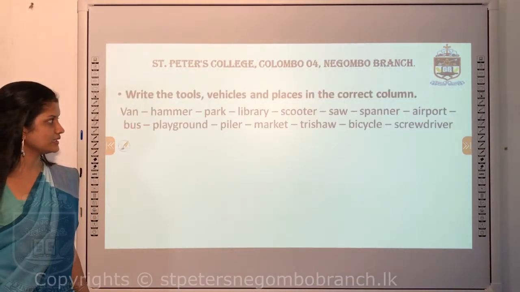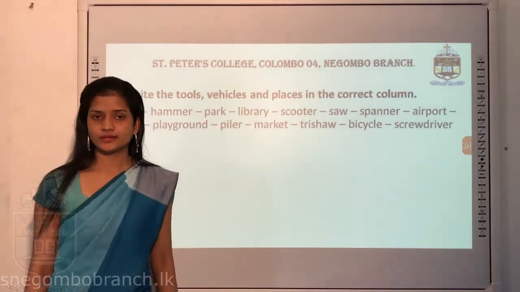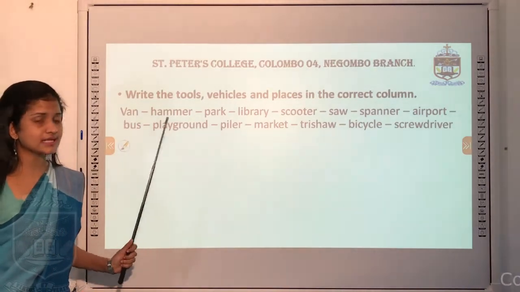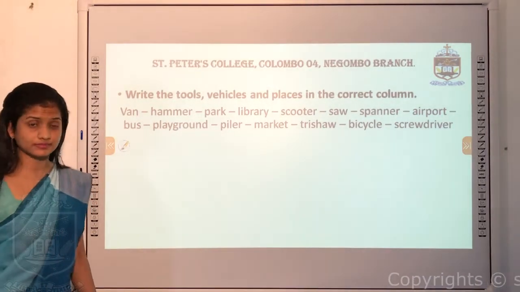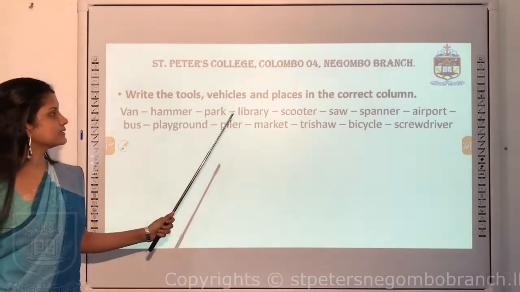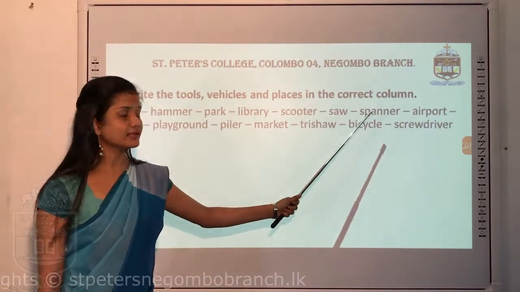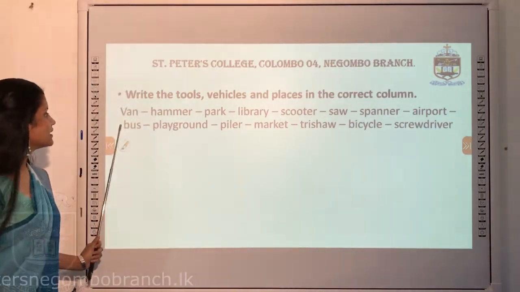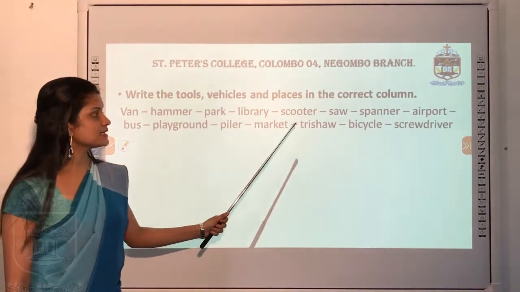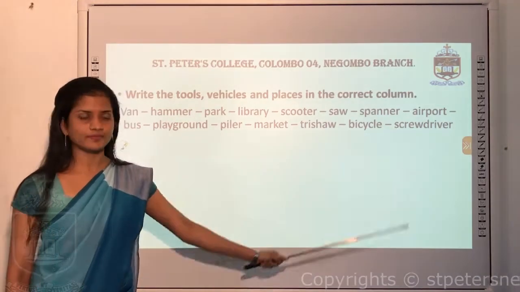The next one is tools, vehicles and places. Find the correct words and write in the correct column. Van, hammer, park, library, scooter, saw, spanner, airport, bus, playground, plier, market, tri-shaw, bicycle, screwdriver.